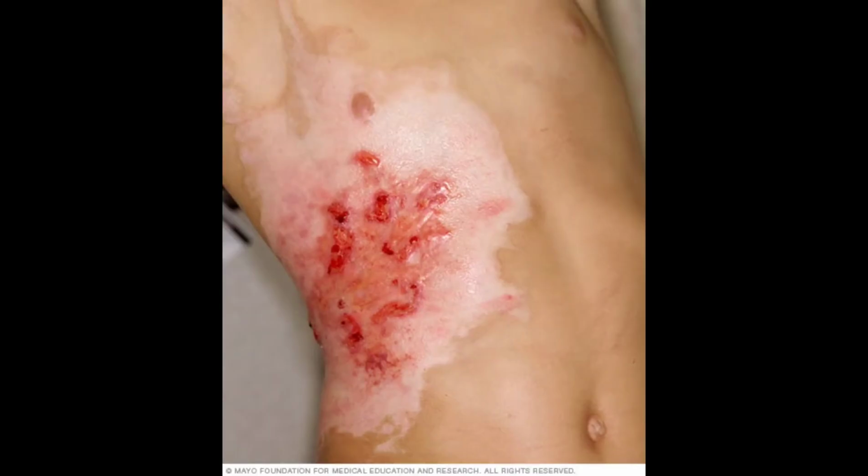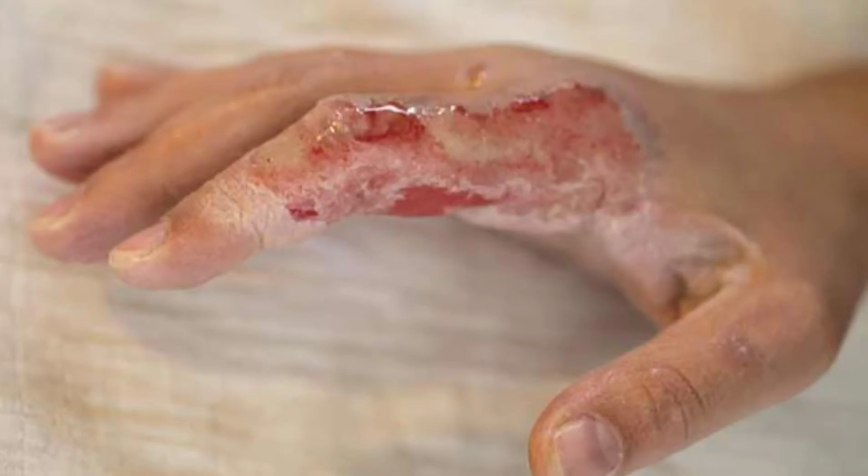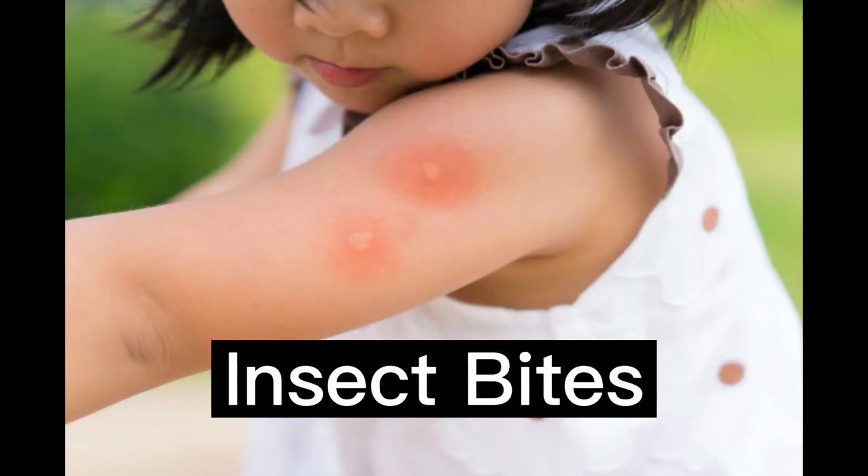Lastly are third degree burns. What we should do is call 911 immediately and not try to remove any clothing, as it could be fused with the skin. Wrap the injury in a clean dry cloth and treat for shock until the help arrives.